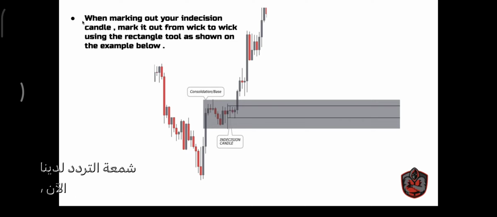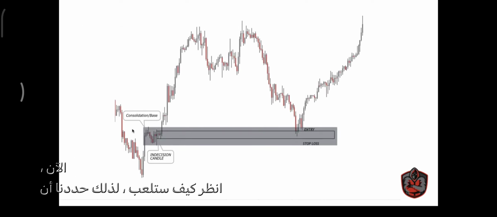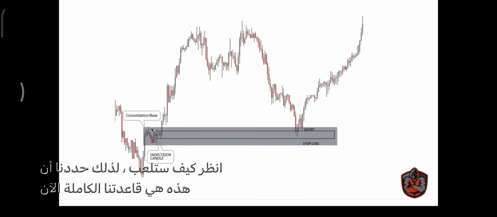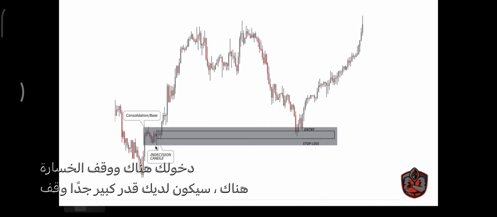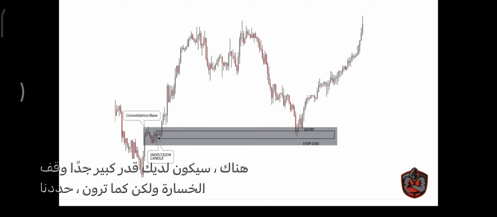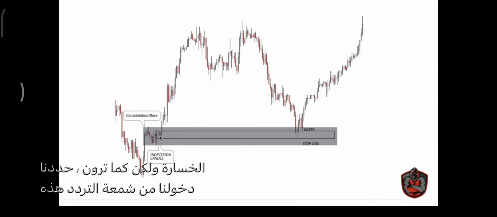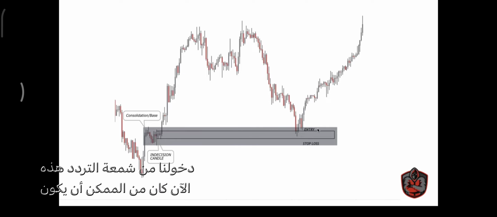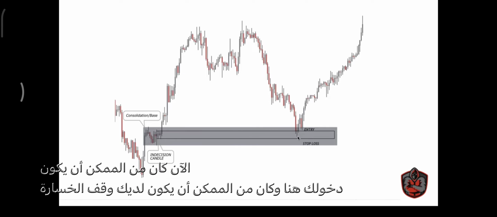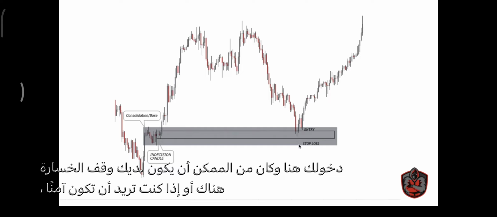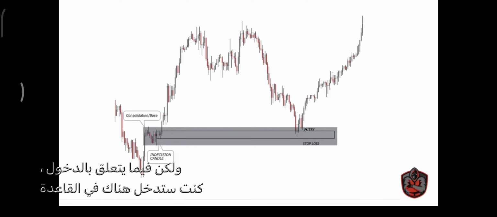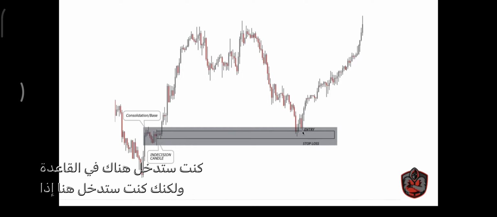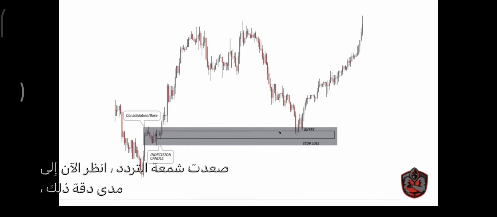Now, look at it play out. So we marked out this. This is our entire base, right? Now, if you took entry off the base, you'd have your entry there and your stop loss there. You would have had a very big stop loss. But as you can see, we identified our entry from this indecision candle. Now, you would have had your entry here, and you could have had your stop loss there, or if you wanted to be safe, you had your stop loss at the bottom of the base. In terms of entry, you would have entered there at the base, but you would have entered here if you went off the indecision candle. Now look how accurate that would have been. Yeah?